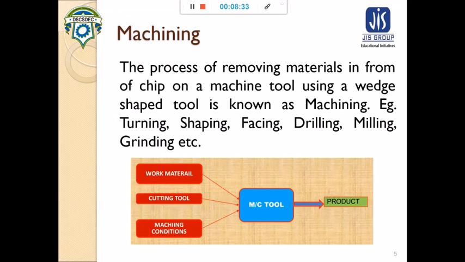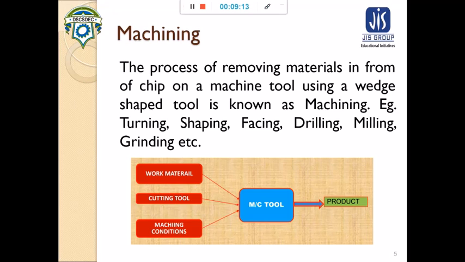What is machining? As we are talking about manufacturing processes, there are various manufacturing processes, and machining is one of them. In the machining operation, what happens? Machining is a process of material removal in the form of chips on a machine tool using a sharp tool, known as a cutting tool, and this whole process is known as machining.